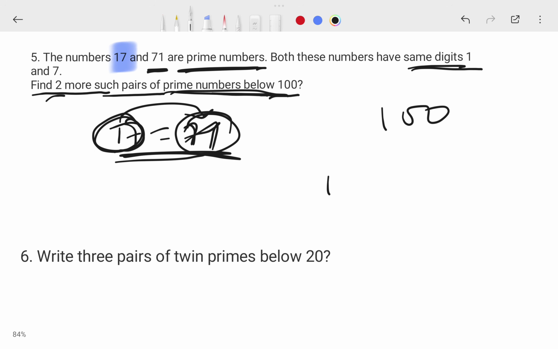19 is a prime number. Okay, is it a prime number? Because it has two factors, 1 and 19. If you reverse this number, it becomes 91.